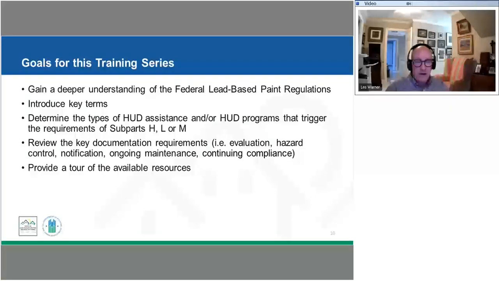But we're also going to be highlighting what documentation you should have in your files and what the process is as you go along. As part of that, we'll be pointing out there are a lot of available resources, sample tools, things that you don't have to reinvent. They're available for you, and in some cases can be borrowed and tweaked a little bit to work well with the program that you're operating. So we'll make sure at the end of this that you're familiar with those resources and know where to find them.